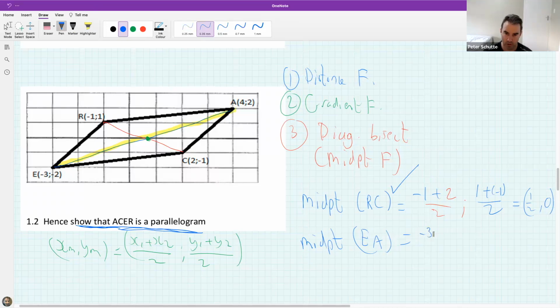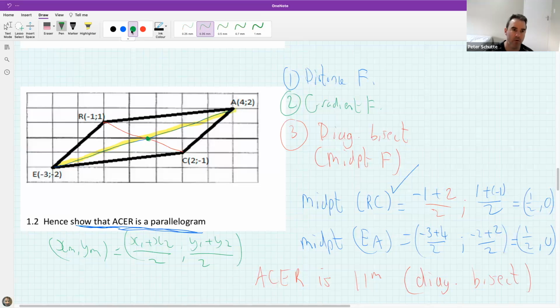So -3 plus 4 over 2 and -2 plus 2 over 2. And what does that give me? I get a 0.5. Yeah, okay. So then we can say that, or we can say, this is what we should say. We should say ACER is a parallelogram. And the reason it's a parallelogram is that its diagonals bisect.